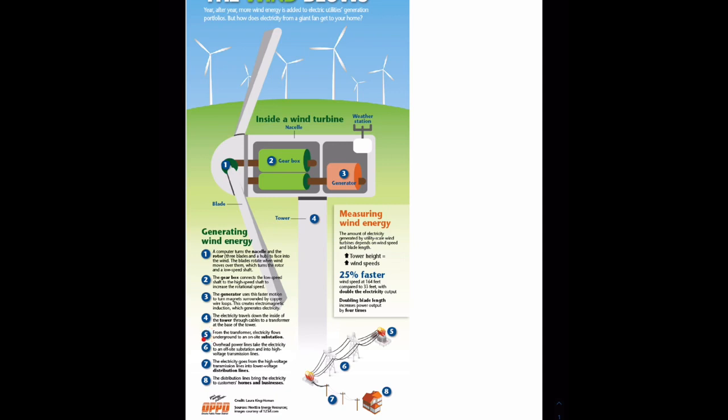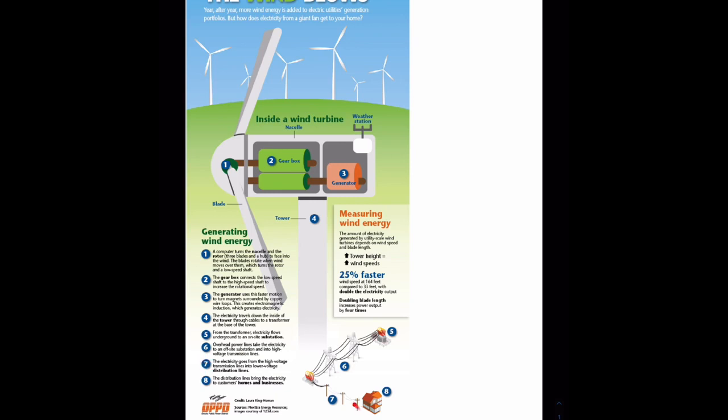We have 5, from the transformer, electricity flows underground to an on-site substation. 6, overhead power lines take the electricity to an off-site substation and into high voltage transmission lines. The electricity from the wind turbine moves through cables to an off-site substation.